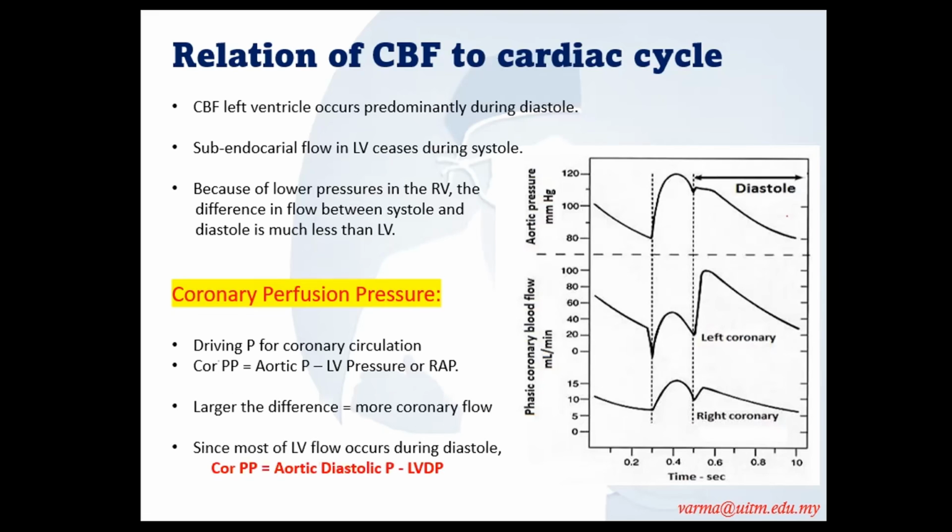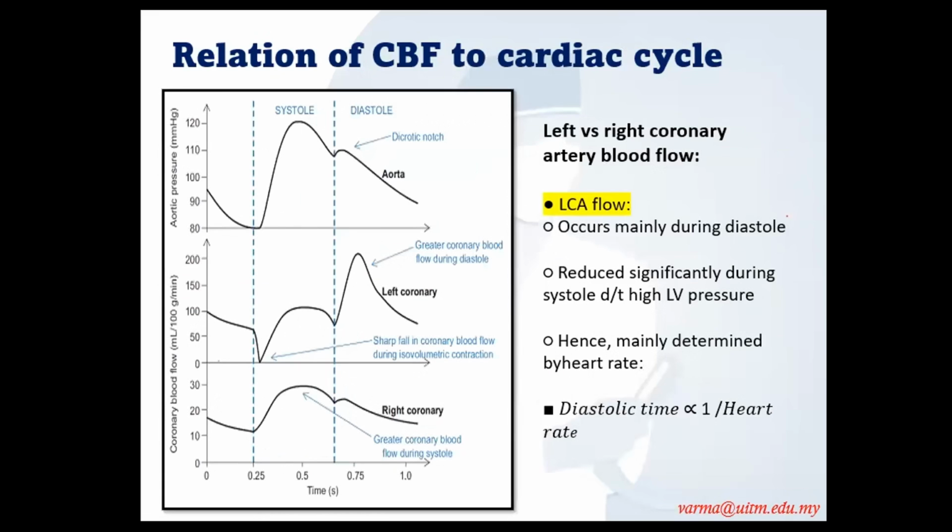Larger the difference means the pressure gradient between the aorta and the left ventricle. Since most of the LV flow occurs during diastole, coronary perfusion pressure can be rewritten as your aortic diastolic pressure minus left ventricular diastolic pressure. So again, left versus right coronary flow. This is the point that you have to write in your SAQ.